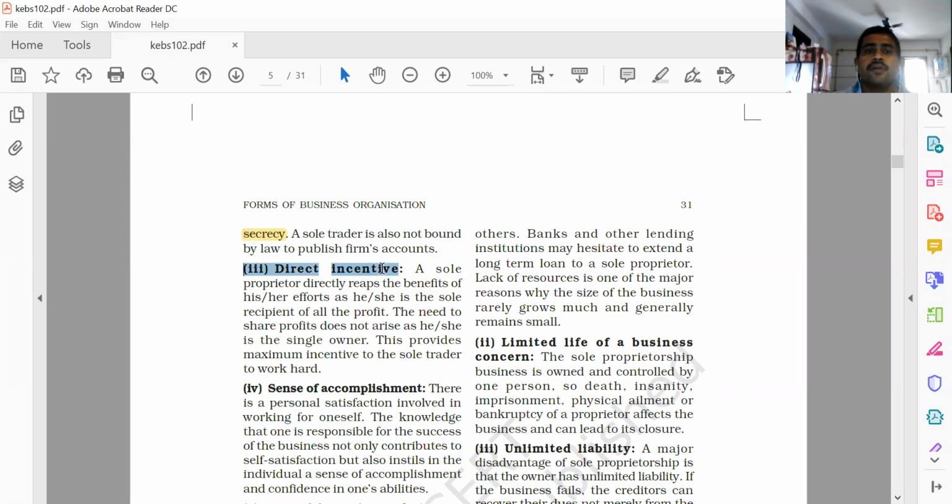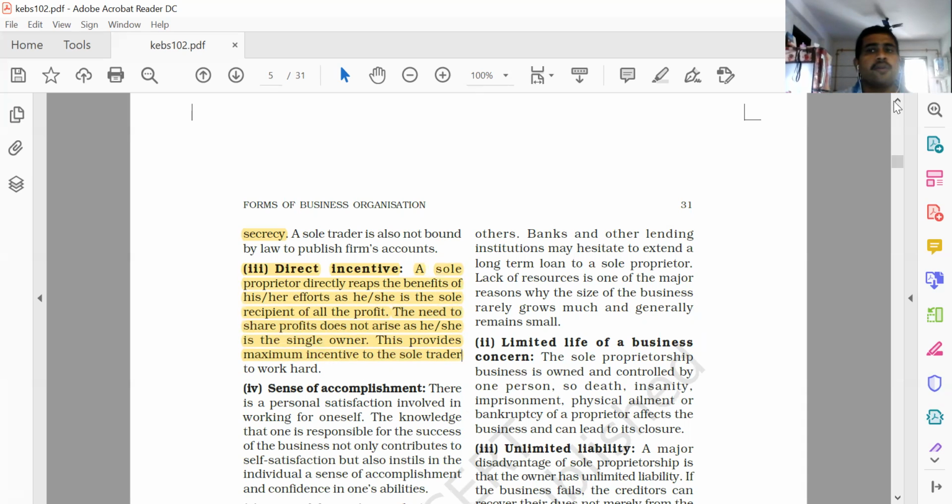डायरेक्ट इनिशिएटिव. डायरेक्ट इनिशिएटिव मतलब सब कुछ उसी को मिल रहा है, राइट? उसकी जो मेहनत है, उसकी जो लगन है, तो बेनिफिट भी उसी को होगा. A sole proprietor directly reaps the benefit of his or her effort as he is the sole recipient of all the profit. The need to share profit does not arise as he or she is the single owner. These provide maximum incentive to the sole trader to work hard. ठीक है, वो पूरी मेहनत करता है जिससे कि उसका प्रॉफिट हो उसको.